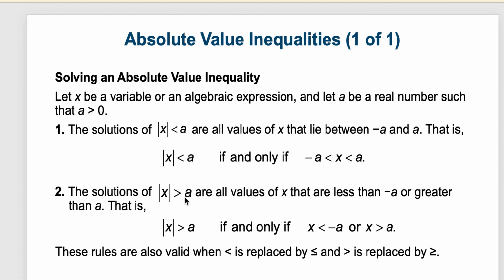What happens if you have the greater than sign? So the absolute value of x is greater than a. In that case, this is true if and only if x is less than negative a or x is greater than a. And these rules are also valid if you replace less than with less than or equal and greater than with greater than or equal sign.